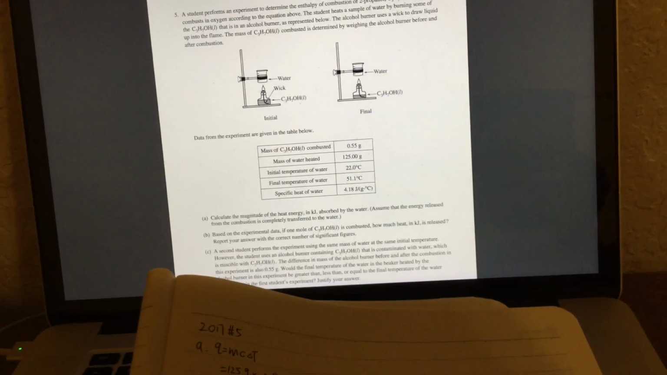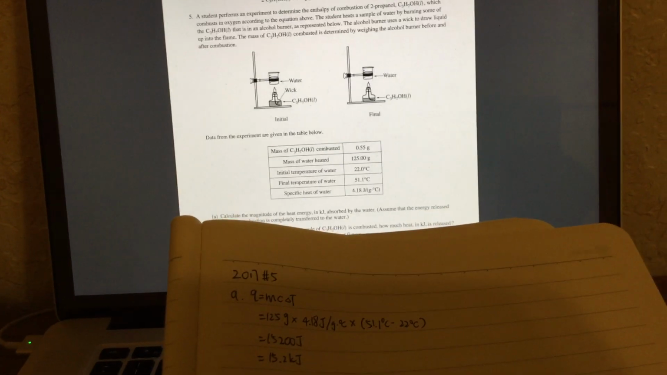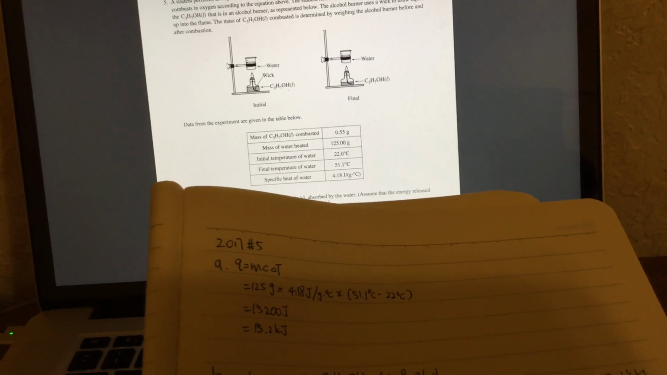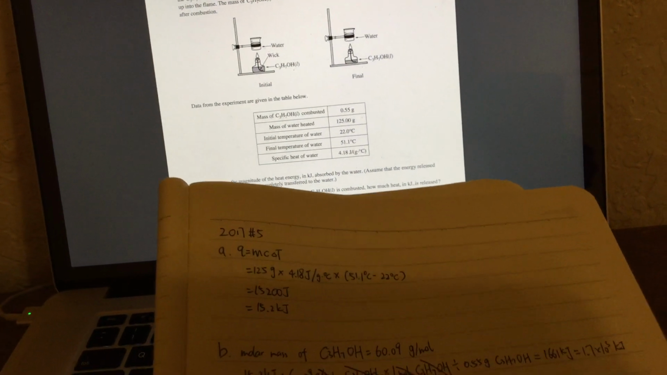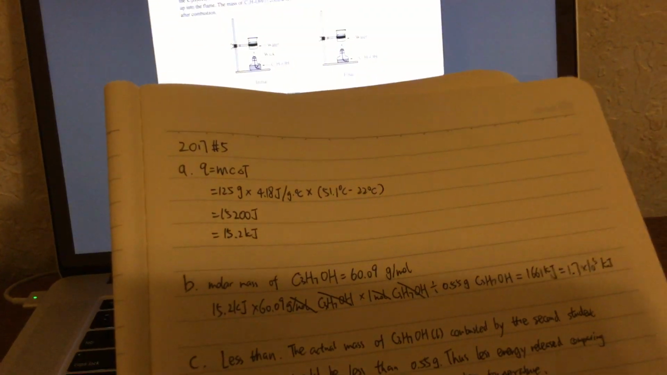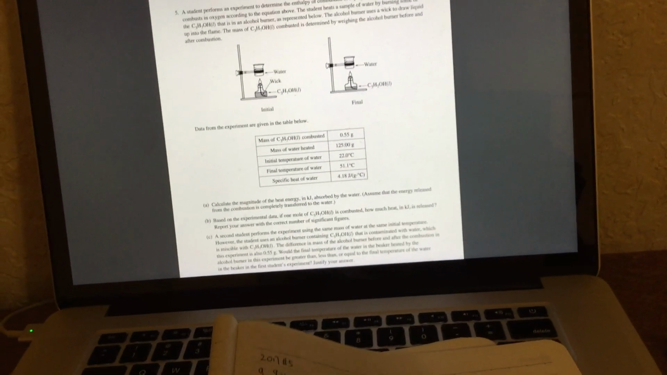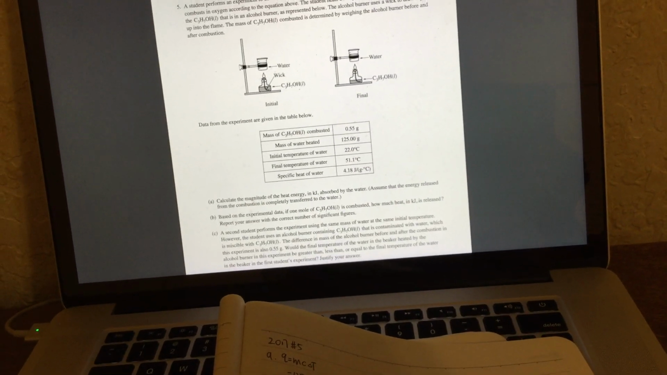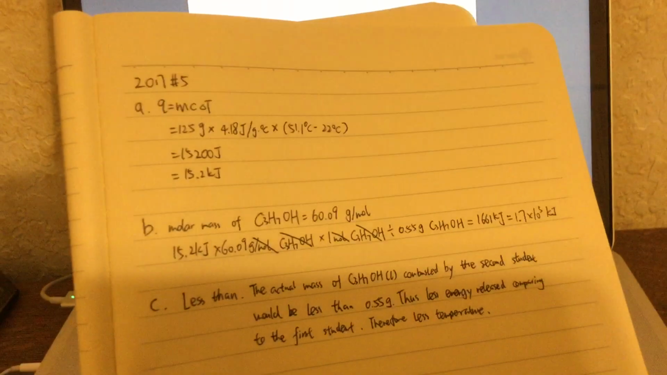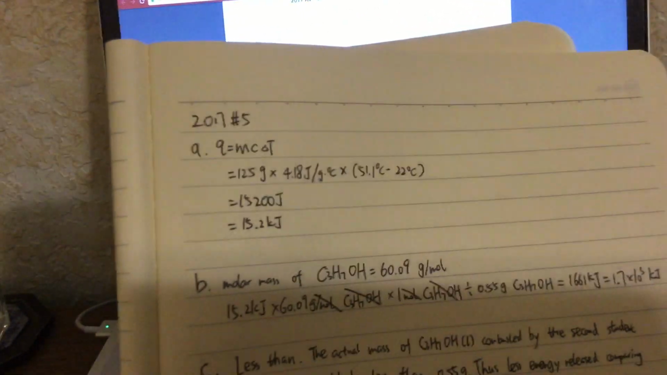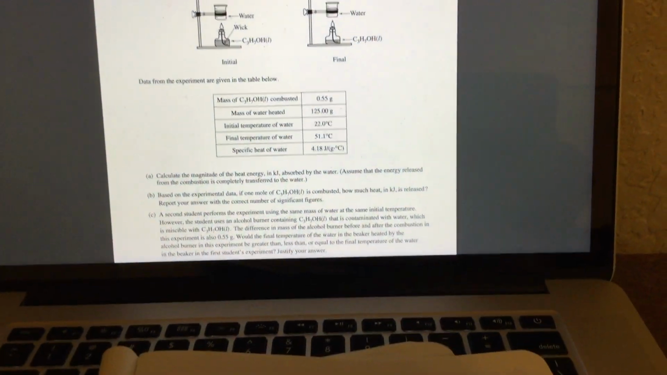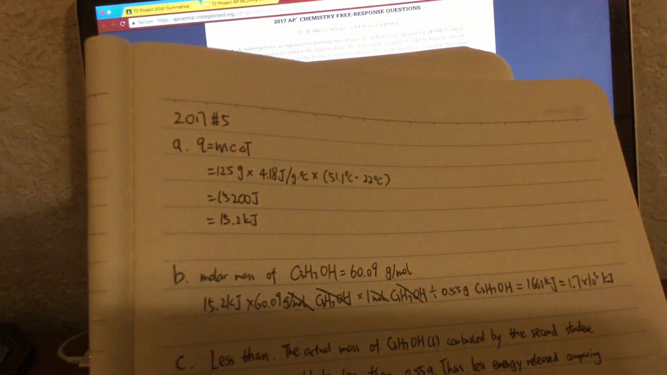Here the mass of the water is 125 grams. Then we apply the specific heat of water, which is 4.18, and the temperature change, which is from 22 to 51.1, so we just subtract that, and after that we put it in the calculator. It is about 15200 joules, but it wants the answer in kilojoules, so we convert it into kilojoules.